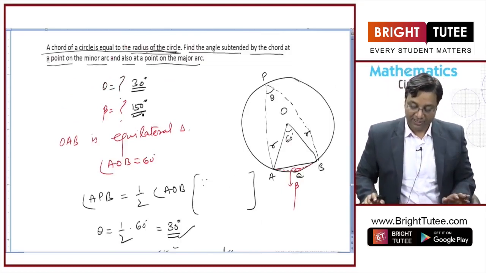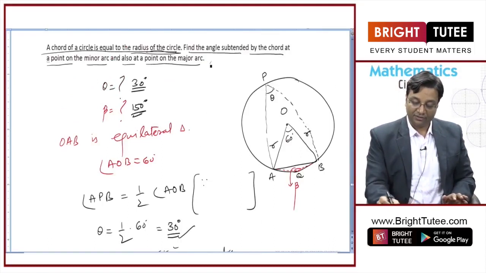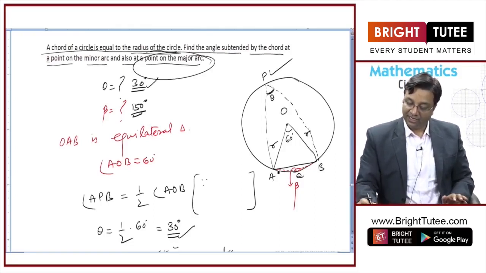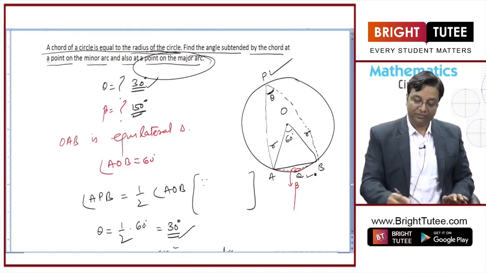So angle subtended at the major arc, that is at this point P, is 30 degrees, and angle subtended at the minor arc, that is at point Q, is 150 degrees.